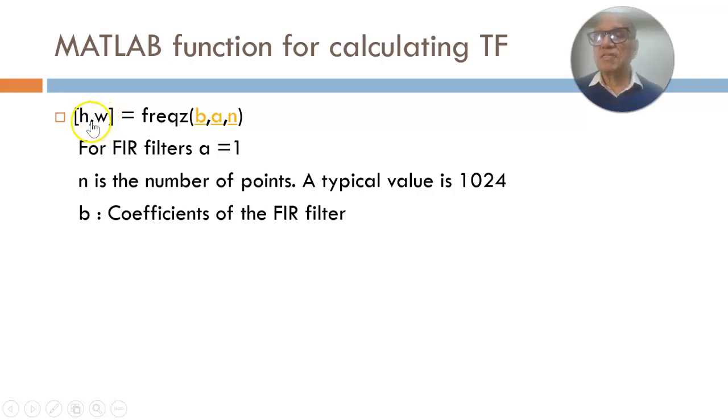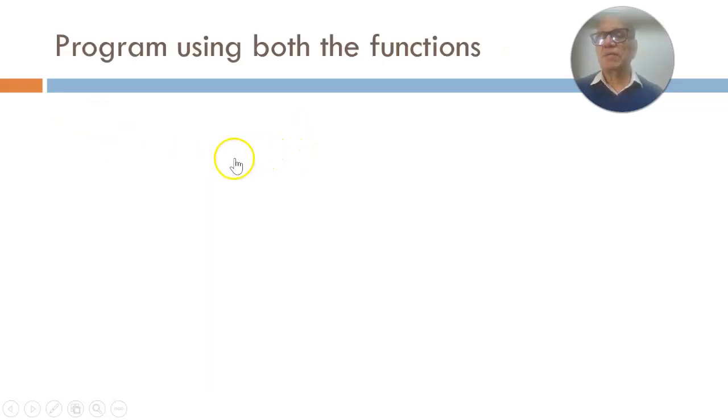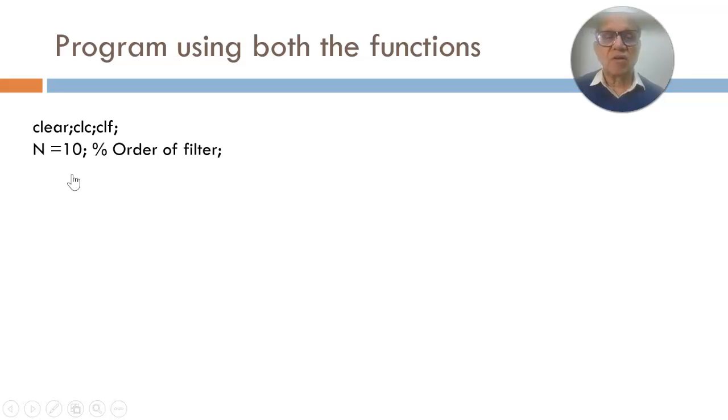So once you have got this, you can plot the magnitude of H as a function of omega, and you can also plot the phase angle of H as a function of omega. Okay. So let us now demonstrate a program using both the functions. So this is as usual, you clear everything. Now in this particular program, we are selecting a higher order of filter. If you remember, the higher the order you use, the better will be the filter response in general. That is between pass band and stop band, you will get a steep curve.